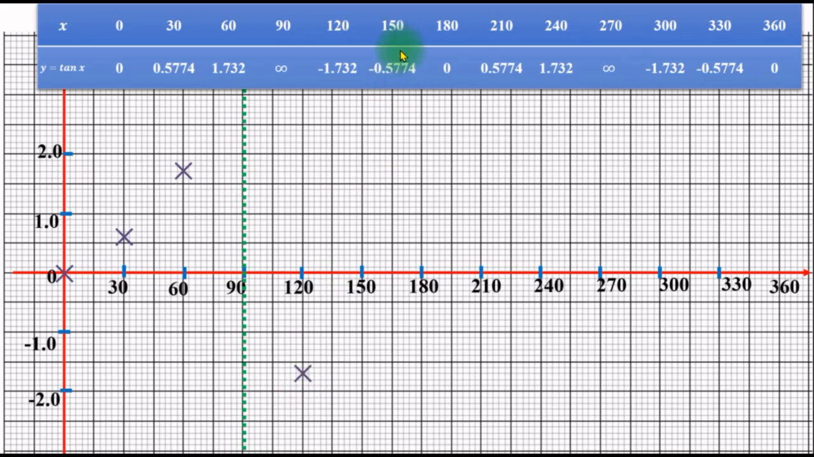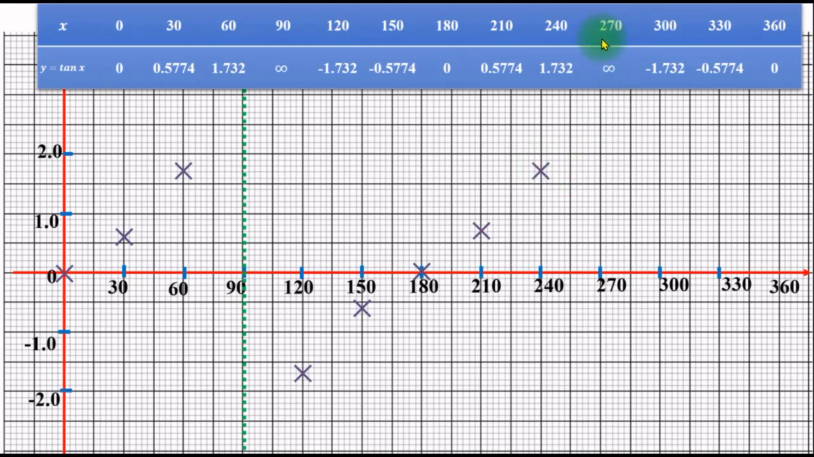When x is 150, y is negative 0.6, that is to 1 decimal point. So it shall be at this particular point here. Put a mark. And then when x is 180, y is 0 at this particular point. Put a mark. Then when x is 210, we have 0.6 to 1 decimal point, and it will be at this particular point. We put a mark on it. Then we move on. When x is 240, we have 1.7. 1.7 will be at this particular point here. So we put a mark on it.